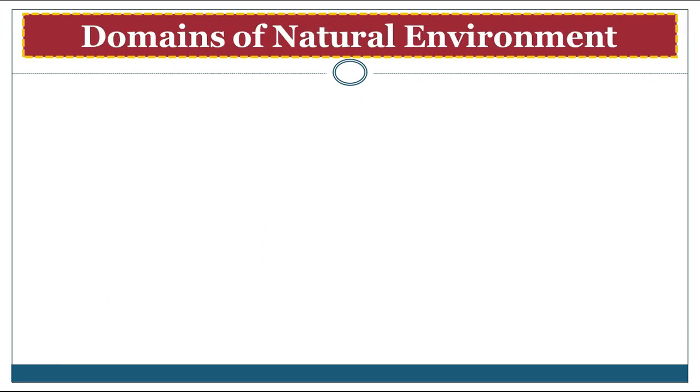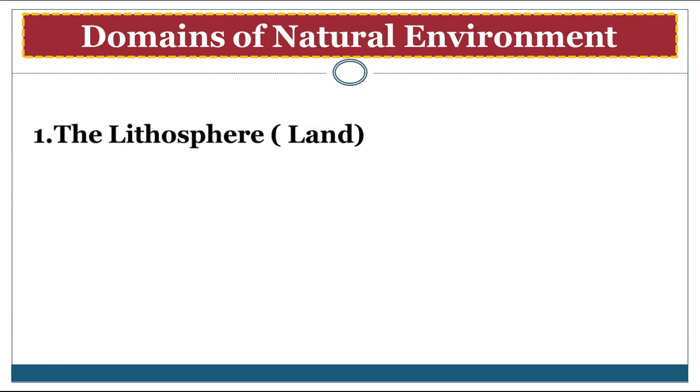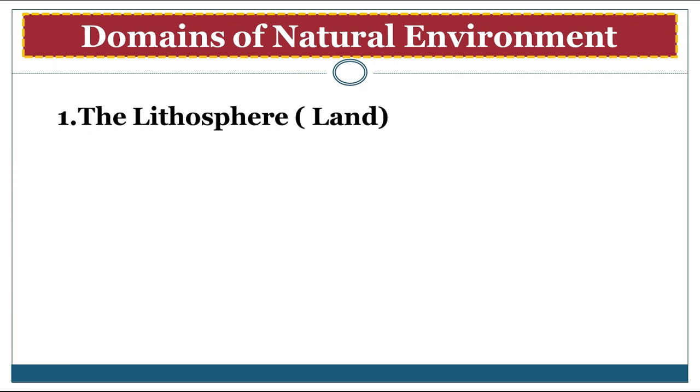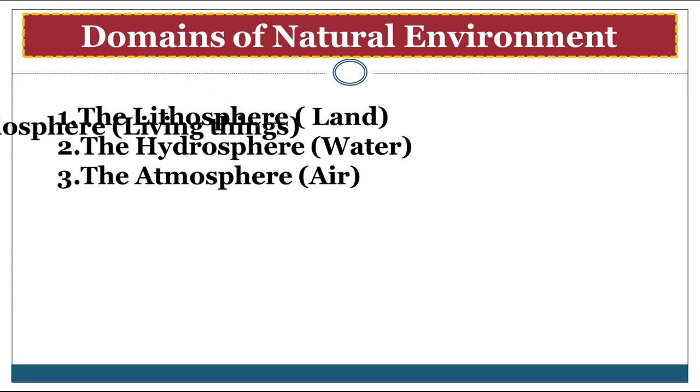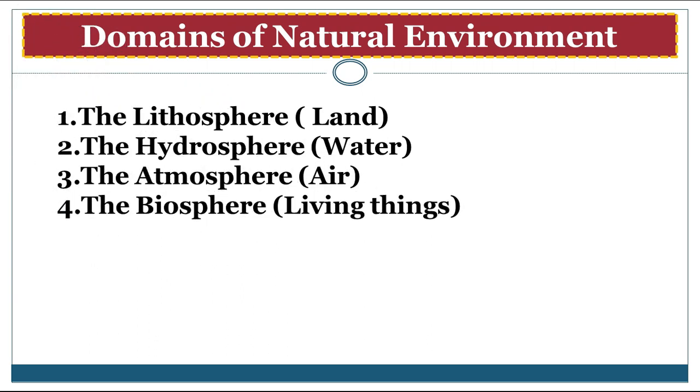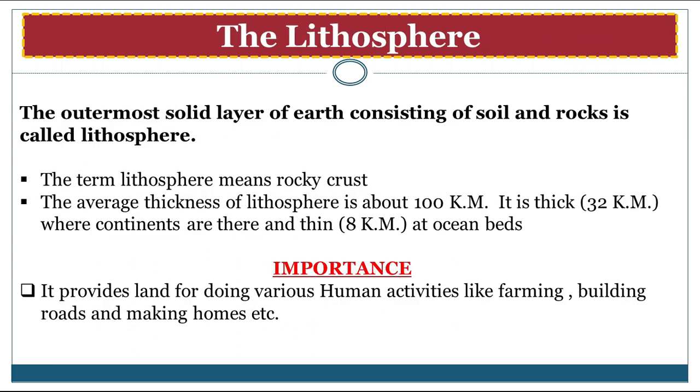Now next we have the domains of natural environment. So dear students, there are 4 domains of natural environment, and these domains are the lithosphere, the hydrosphere, the atmosphere and the biosphere. Now let's study about these domains one by one in detail. First domain is the lithosphere.